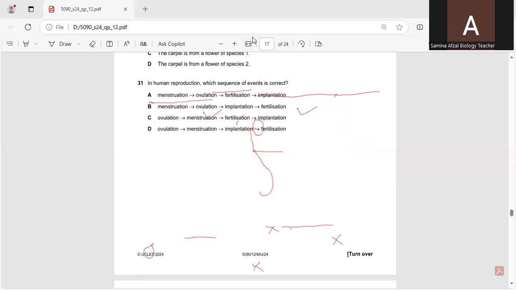Now question number 31. In human reproduction, which sequence of events is correct? In this, after menstruation, ovulation occurs, and as a result of ovulation, fertilization can occur. If fertilization occurs, then there will be the formation of an embryo, or implantation can occur. So A is the correct option.